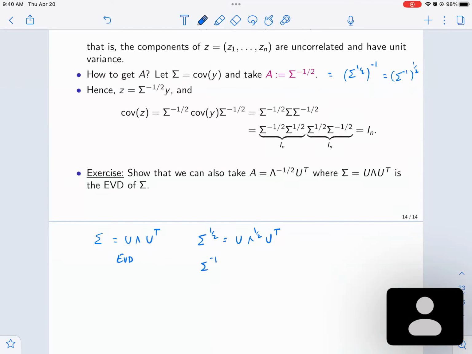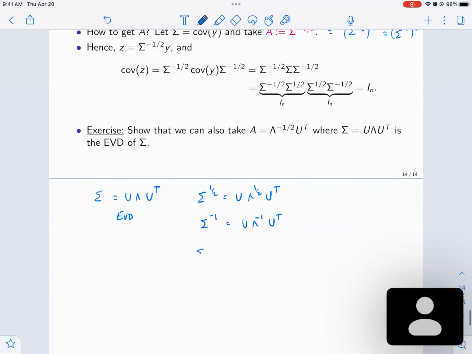Similarly, sigma inverse is going to be U lambda minus 1 U transpose. You just apply the transformation to the middle matrix. It's clear what the square root of a diagonal matrix is: you just take the square root of the diagonal elements. And for the inverse, you just invert the diagonal elements. With diagonal matrices, everything is simple. Similarly, sigma minus 1/2 is the combination of these two operations: you apply minus 1/2 to the middle matrix.